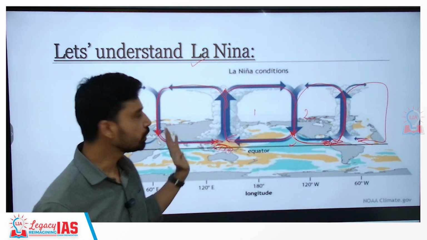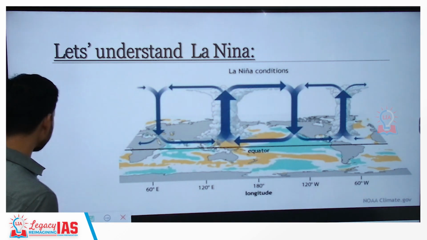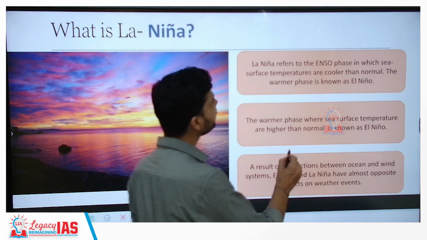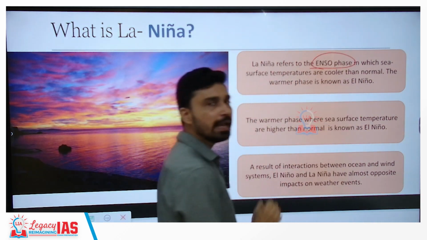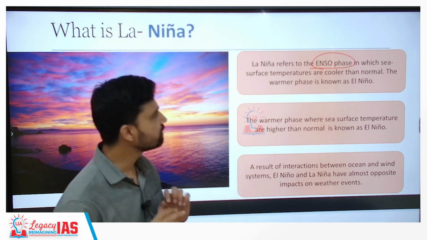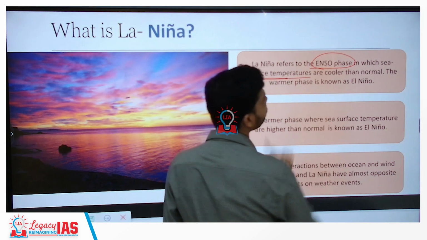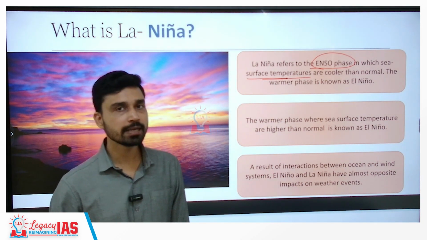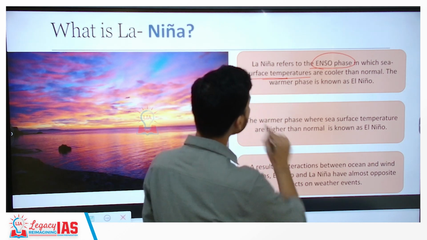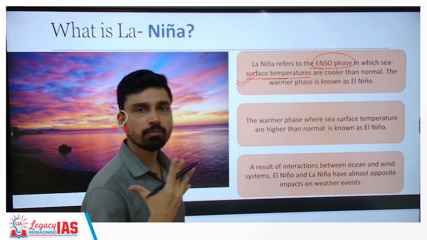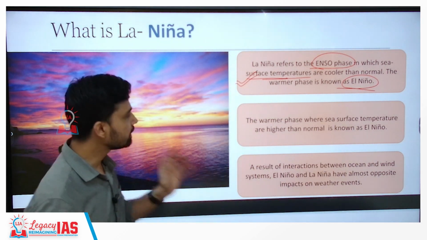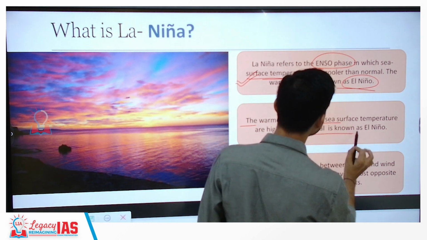So again, the Pacific Ocean, Indian Ocean, Atlantic Ocean, all these are affected by La Niña, same as El Niño. So if you have to define La Niña, in a simple way we can define it. It refers to ENSO, that is El Niño Southern Oscillation. Southern Oscillation is a simple phenomenon that refers to the difference in pressure between the Eastern Pacific and the Western Pacific, in which the sea surface temperatures are cooler than normal. Okay, if you try to understand, in El Niño, the sea surface temperature was warmer than normal along the South American coast. So here what happens, sea surface temperature is cooler than normal. Normal means we are talking about the Walker circulation. So the warmer phase of the same is called El Niño, the cooler phase of the same is called La Niña. The warmer phase where sea surface temperatures are higher than normal is known as El Niño.